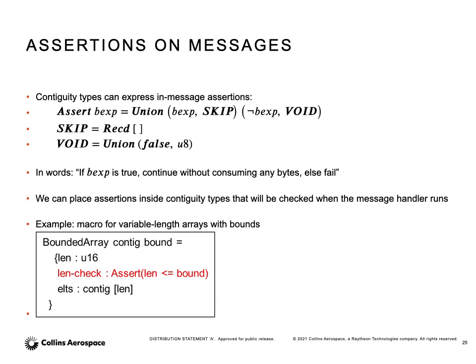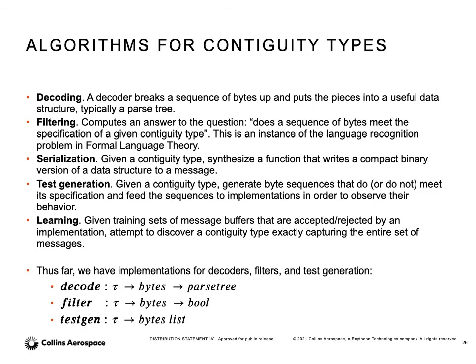We can also have assertions on contiguity type messages. Assertions are of the form: if some Boolean expression is true, continue without consuming any bytes, otherwise fail. We can place assertions inside contiguity types that will be checked when the message handler runs. So, for example, for a variable length array with a particular bound, we can include an assertion that checks that the length of the array, as provided as a field in the contiguity type, is indeed less than the bound. We've developed several algorithms for dealing with contiguity types, including decoding, filtering, serialization, test generation, and learning, and we have implemented decoding, filtering, and test generation capabilities to date.